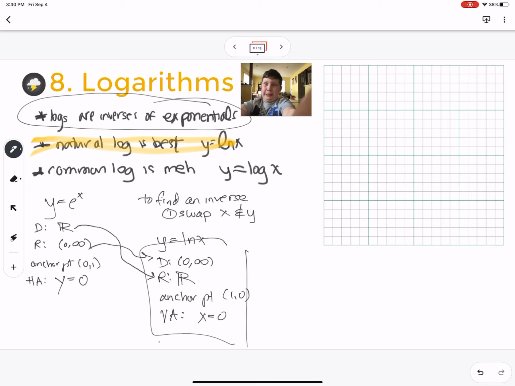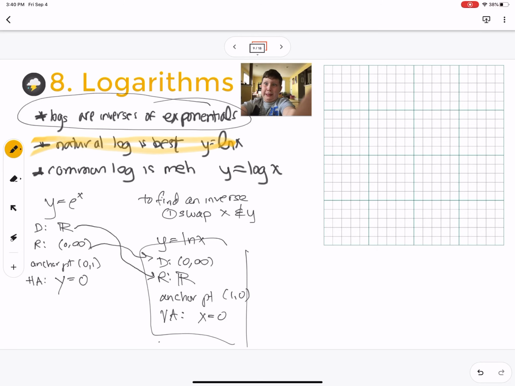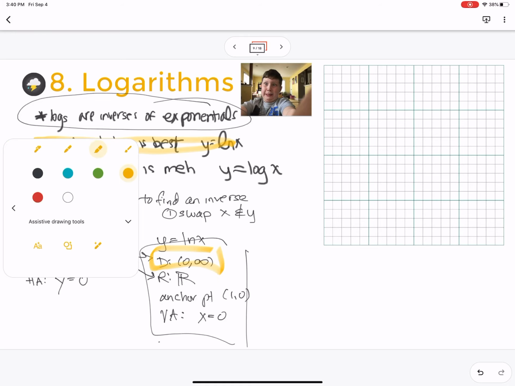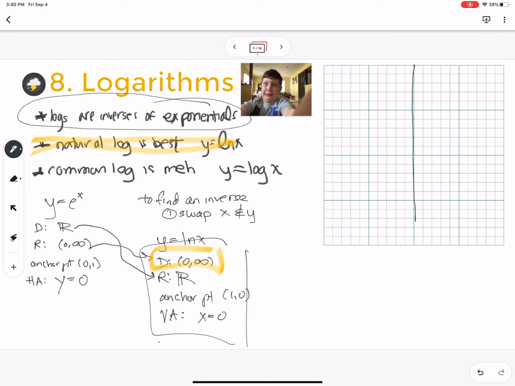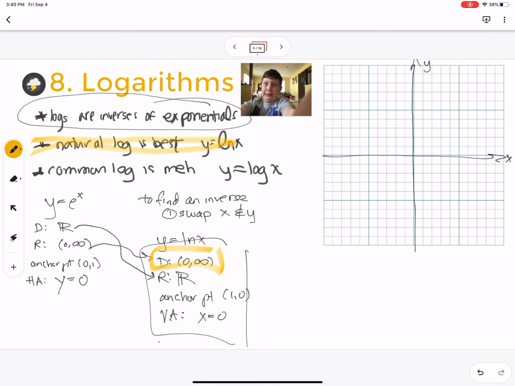Okay, so understanding the relationship between these two things, a lot of you guys just hate log graphs and you're like, oh, I don't know how to do them. You do know how to do them, okay? So with this domain from 0 to infinity, I'm in only quadrants 1 and 4, right? That's saying x is greater than 0. So my graph can only be contained in quadrants 1 and 4, which I'm just going to highlight here.